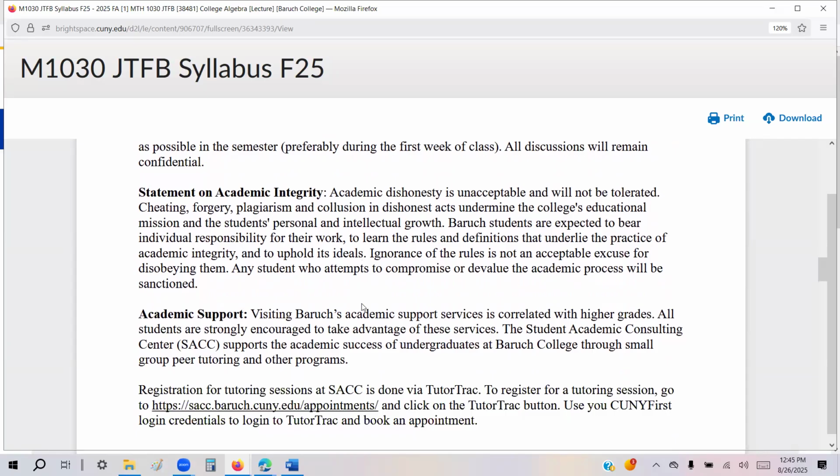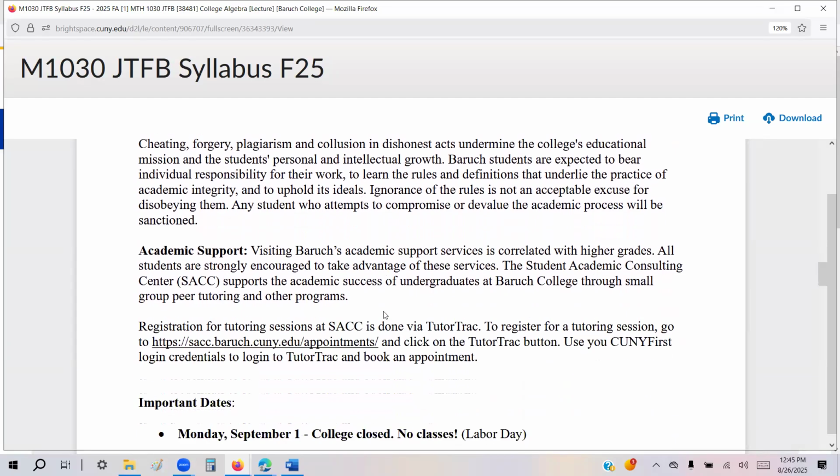Academic integrity. Basically, don't cheat in any form. If you need extra help, definitely go to the SEC. SEC is on the second floor again, second floor of this building. It's a tutoring center. You have one-to-one tutoring. Definitely take advantage of that opportunity. If you talk with someone one-to-one, or even as a group, it actually helps a lot. As long as you don't teach it, okay? It helps a lot.